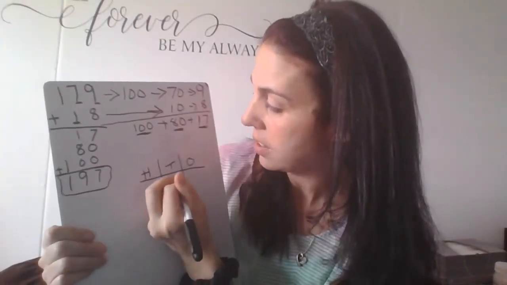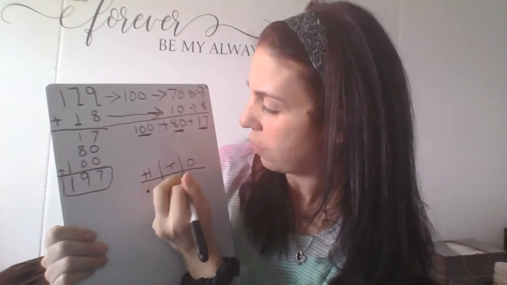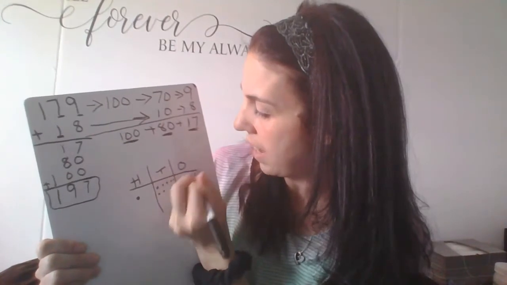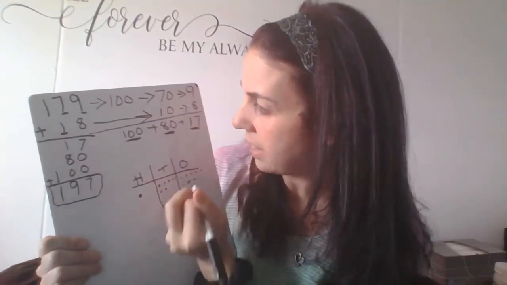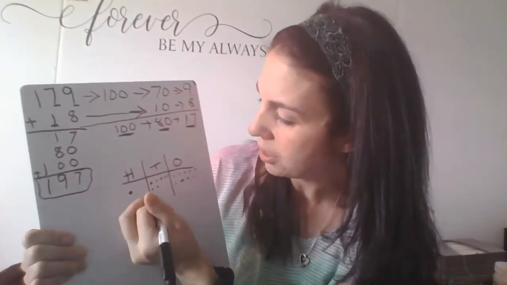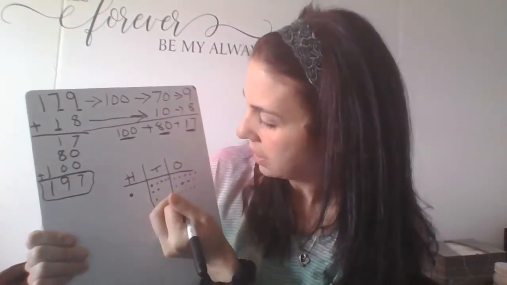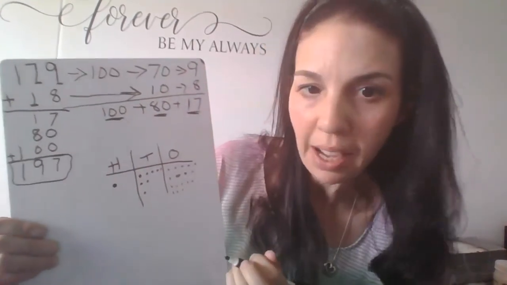100, 7, 1, 2, 3, 4, 5, 6, 7, 9, 1, 2, 3, 4, 5, 6, 7, 8, 9. And then we have 110. 8 ones, 1, 2, 3, 4, 5, 6, 7, 8.